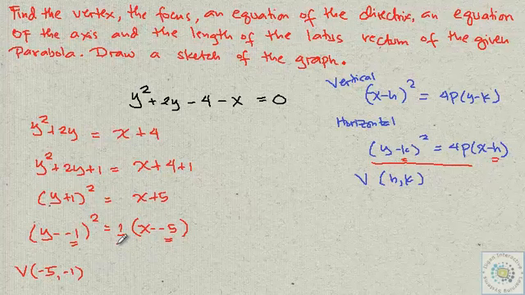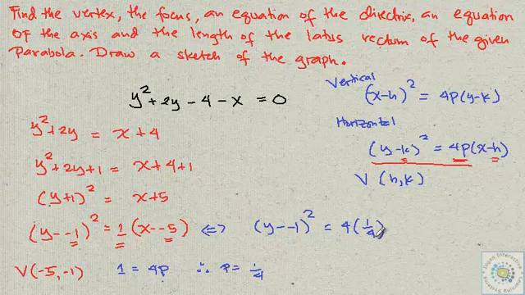If we compare here, the 1 there is equivalent to 4p. Therefore 4p equals 1, so p is equal to 1/4 after dividing both sides by 4. This means one can rewrite this as (y plus 1) squared is equal to 4 times 1/4 times (x plus 5), so that it is obvious that p is 1/4, h is negative 5, and k is negative 1. But it is not necessary to write it this way.